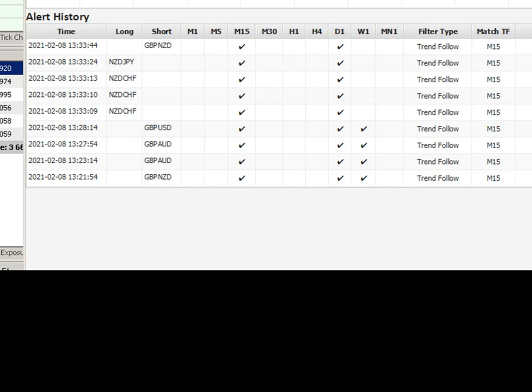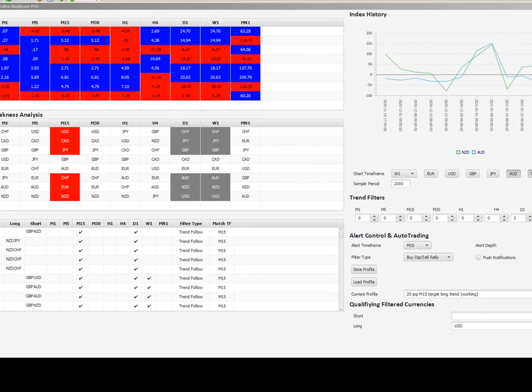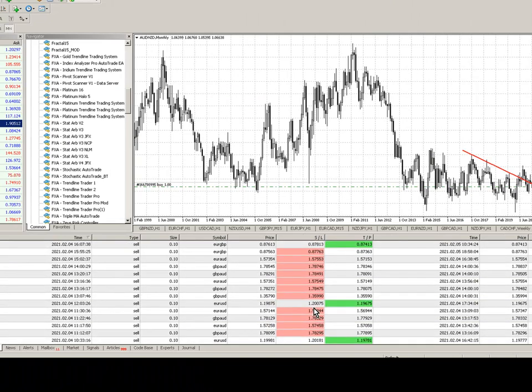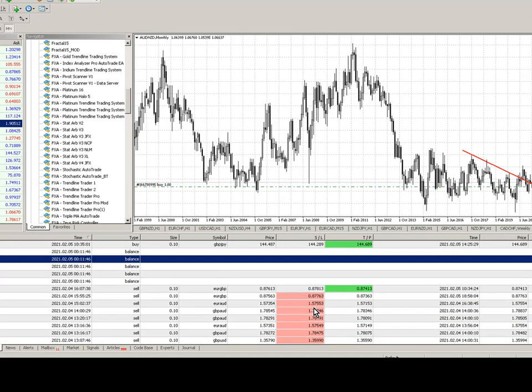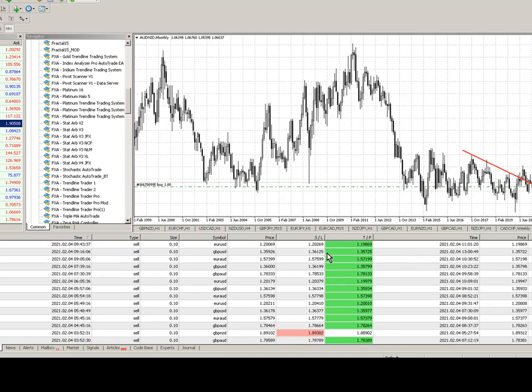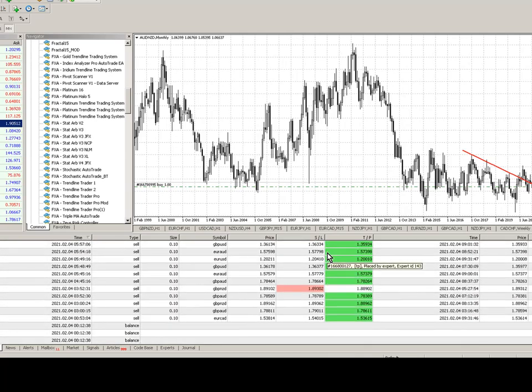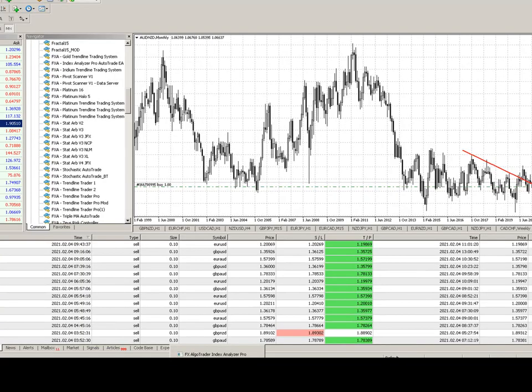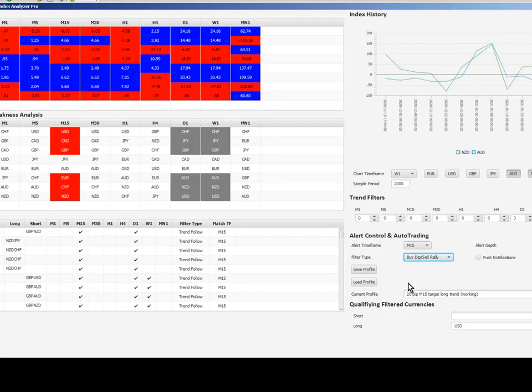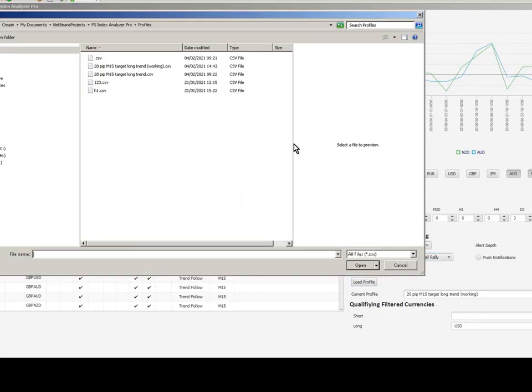But anyway, let's have a look at the performance historically. I noticed I had a bit of a string of losers there, then I had a string of winners. I think I've been playing around with these settings, and I found I've got a profile here which worked quite well.